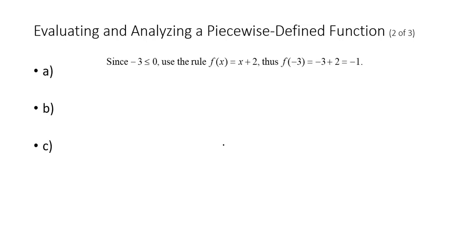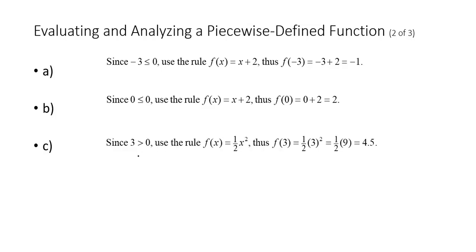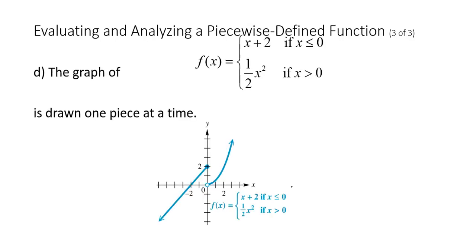So the first one, as we talked about, because negative 3 is less than 0, we're going to look at the first function. We substitute negative 3 into the first function, we get minus 1. 0 also looks at the first function. We plug it into the first function, 0 plus 2 is equal to 2. However, for the next one, 3 is greater than 0, so we're going to substitute that into the second function. 1/2 times 3 squared gives me 1/2 times 9, which is 4.5. The points minus 3 and minus 1, 0 and 2, and 3 and 4.5 are on the graph of f of x.